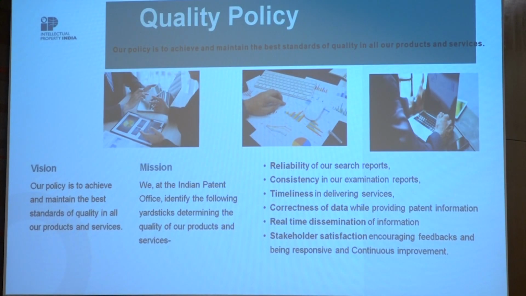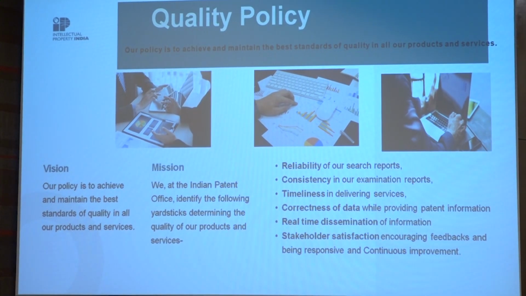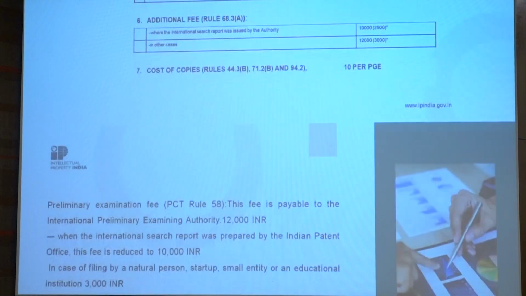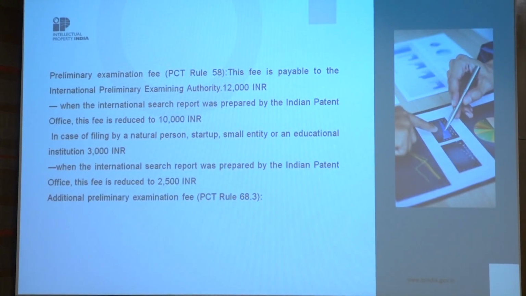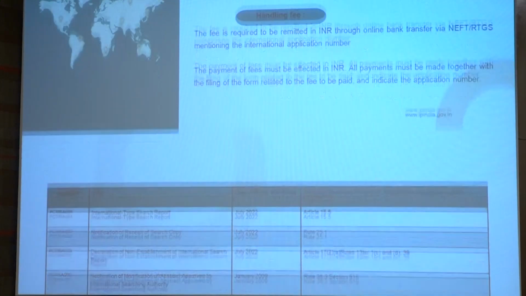We maintain a quality policy in the ISA and IPEA in our Indian Patent Office: vision, mission, reliability of the search report, etc. These are the fees to be paid to the Indian Patent Office for search authorities, ISA, preliminary, additional fee, etc. All these details are available on our Indian Patent Office website. You can visit and get it. Same way, this is the preliminary examination fee, as well as ISA, IPEA, and handling fee, etc. This is also available on the Indian Patent Office website, right?